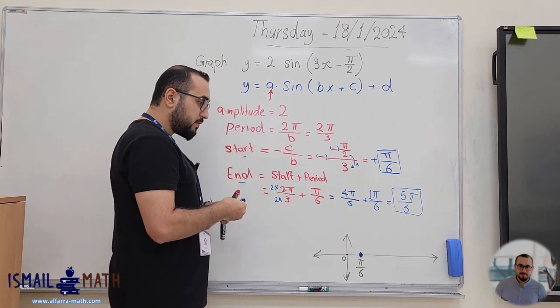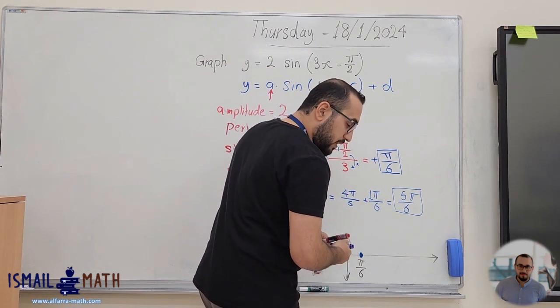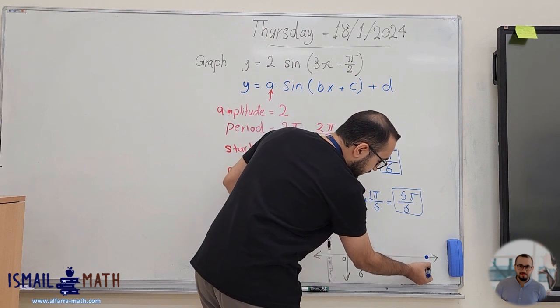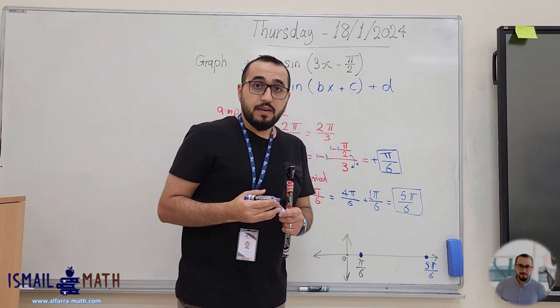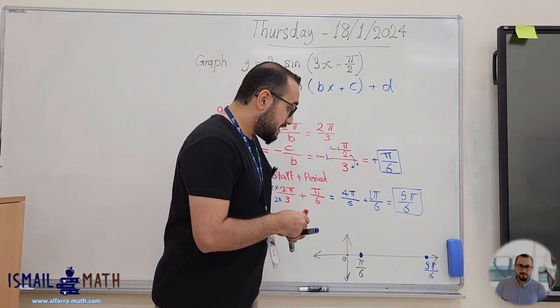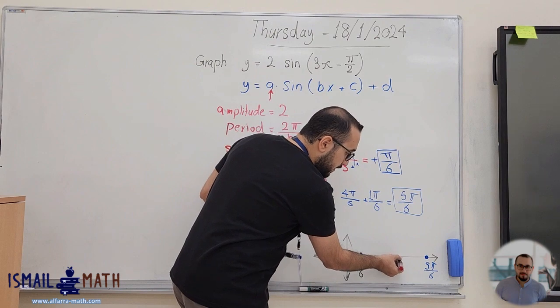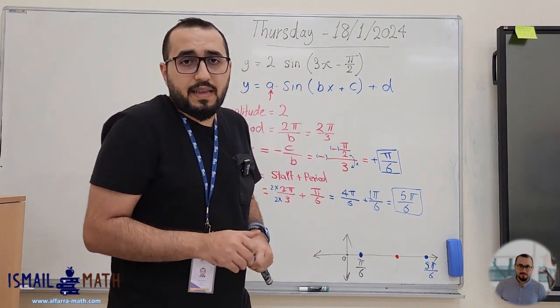So I have the start point and I have the end point. Let me do it in the blue color. As you can see here, this one will be my 5 pi over 6. Now, the only thing that I need to find now is my middle point. If I find my middle point, that's it. I don't have to find any other points.